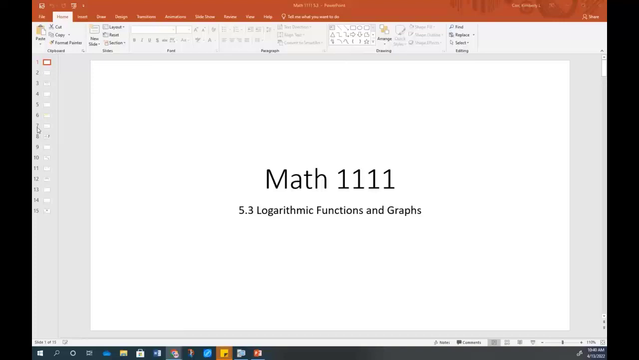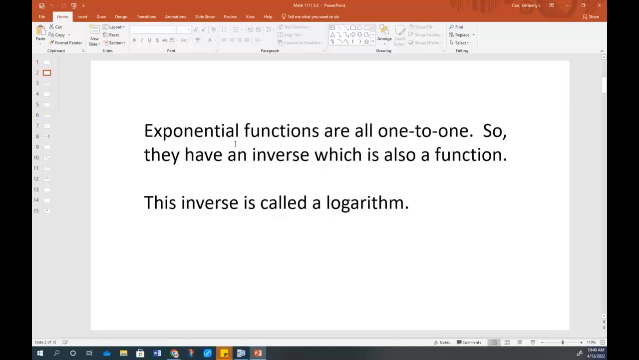This lesson is about logarithmic functions and graphs. We just recently finished our exponential functions, and really logarithmic functions are the inverses of exponential functions, and so it'll tie in 5.1 and 5.2. Because exponential functions are all one-to-one, when we create their inverse, the inverse is also a function.